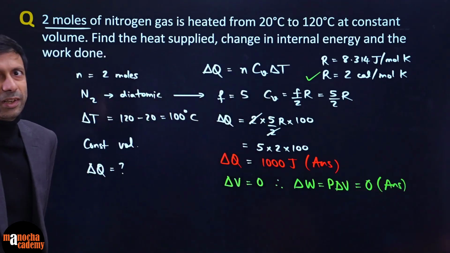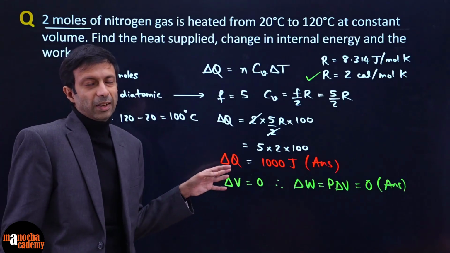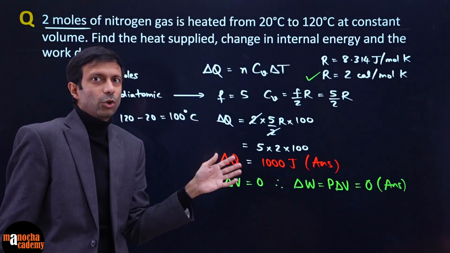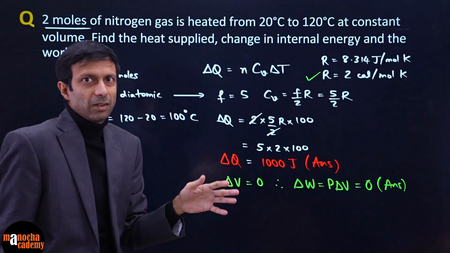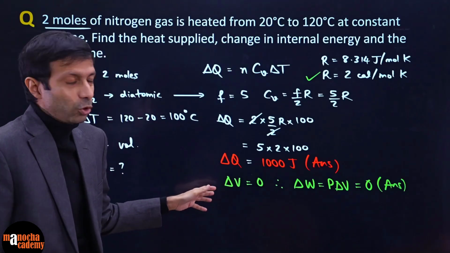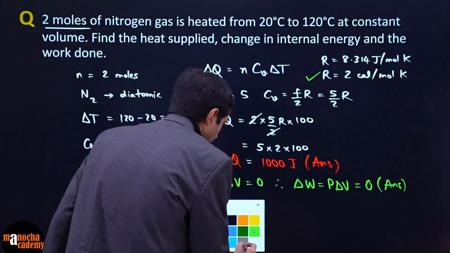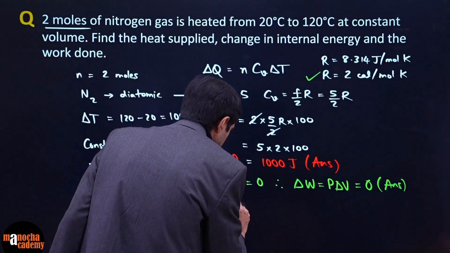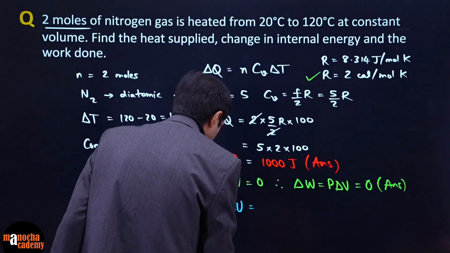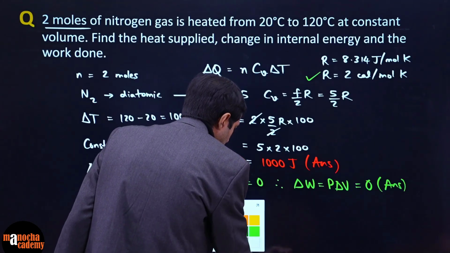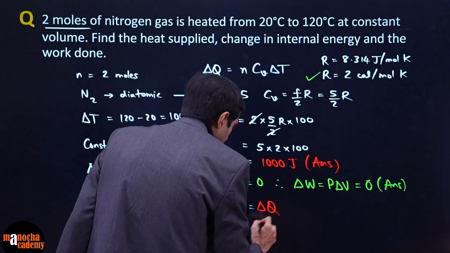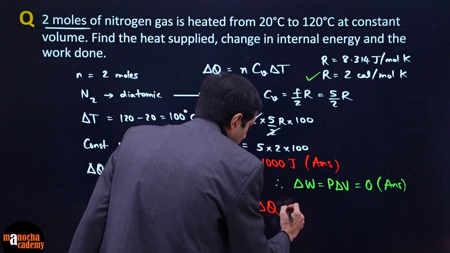So what will be the change in internal energy? You can apply that first law of thermodynamics, delta Q equal to delta U plus delta W. Work done is 0. So therefore, can I not say that the change in internal energy, delta U is directly equal to delta Q, which is equal to 1000 joules.